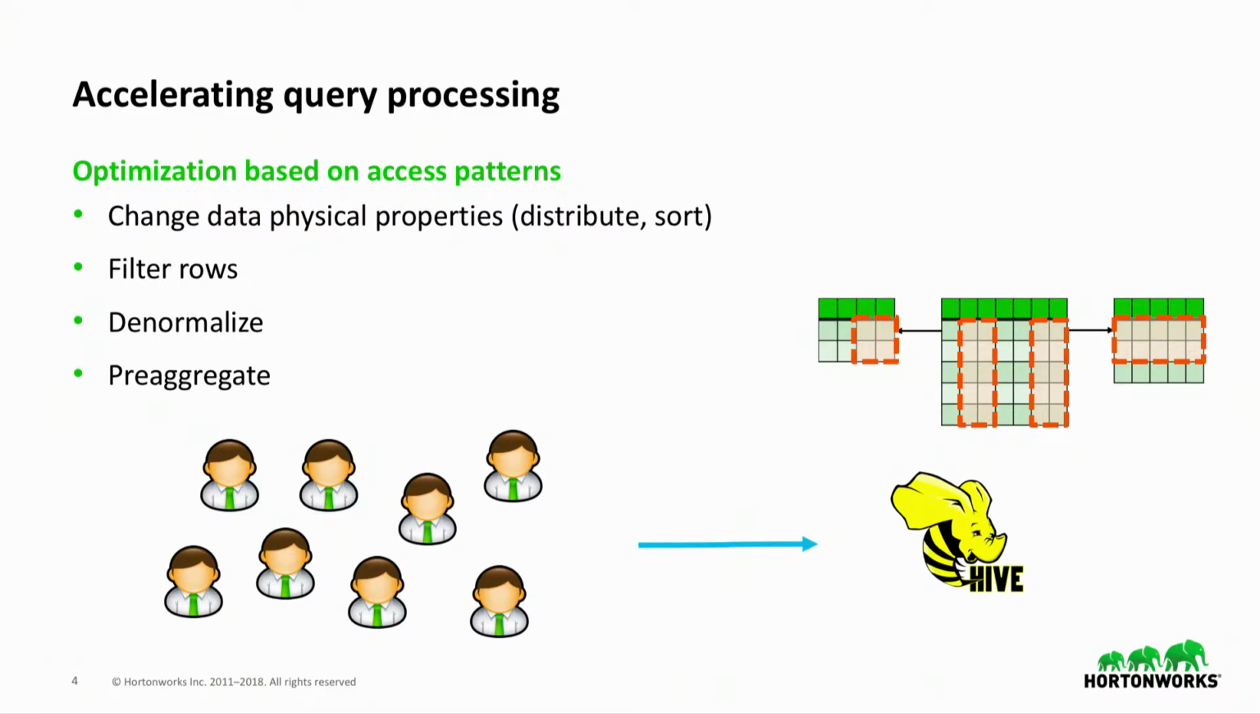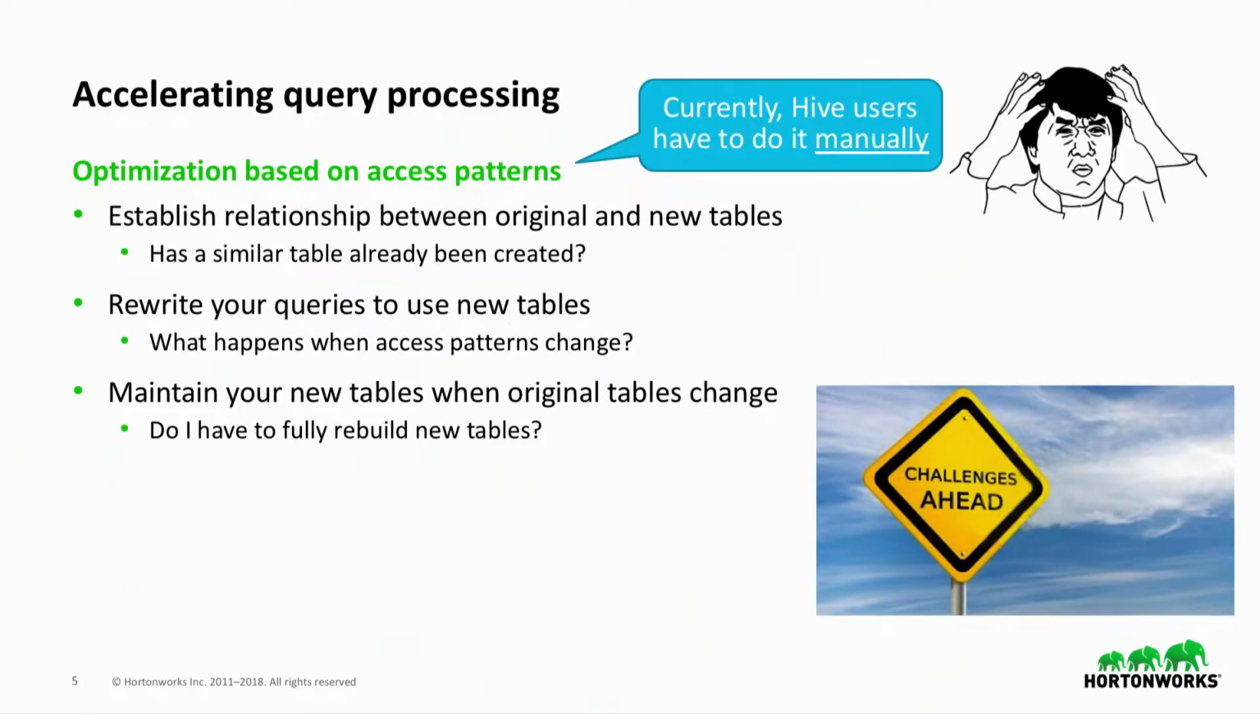Now, when you go in that direction, the problem in Hive is that things get complicated very quickly, right? What you are doing is establishing a relationship between the original tables and the new tables, but there is no support for it, there are no semantics that are transparent to the system, right? So you cannot easily answer questions such as, has a similar table already been created? Or can I use another table that was created to answer the same kind of queries?